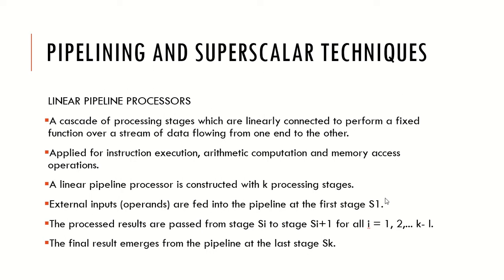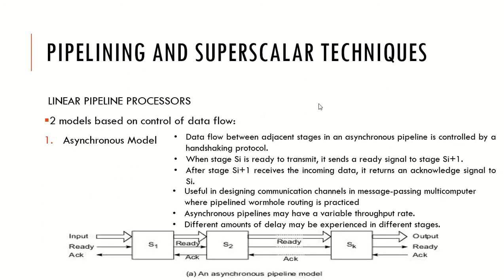So S1 is receiving the external inputs. All other stages are receiving the inputs from their previous stages, and the final result of the computation is going to emerge from the last stage. So this is about the linear pipeline processor. It has two models. The first is an asynchronous model, which is most widely in use, and the second is a synchronous model, which is used in the case of some workstations.